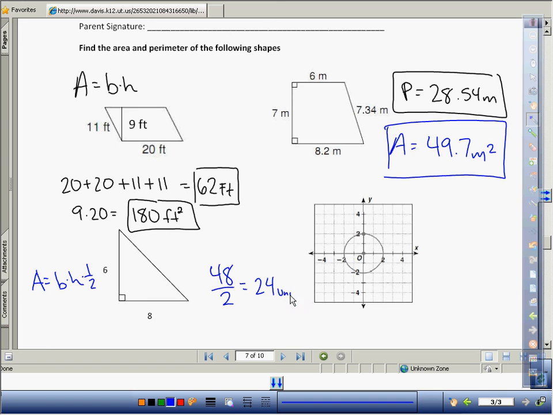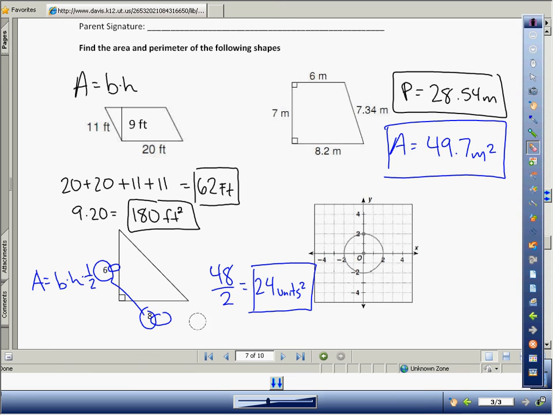That gives us 24 units squared, right? There's no units on this. So when there's no units, you just write units squared. Okay, so all I did was go base times height, just like a rectangle, and then I divided by 2, or times by 1/2, and that gave me my area. And just like I showed, we only need half of a rectangle, which is why we divide by 2.